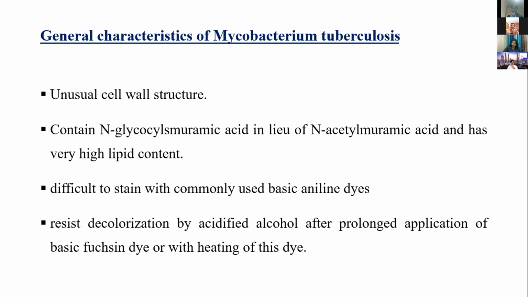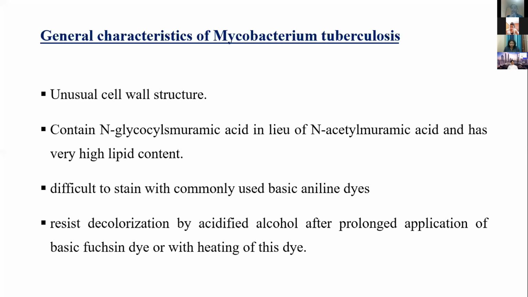Now, the special characteristic of this Mycobacterium tuberculosis bacteria is its unusual cell wall structure. When I say unusual cell wall, I mean that the cell wall of this bacteria contains N-glycolylmuramic acid in lieu of N-acetylmuramic acid and has a very high lipid content. Because of this, it is difficult to stain this bacteria with commonly used basic aniline dyes, which we normally use in our lab.